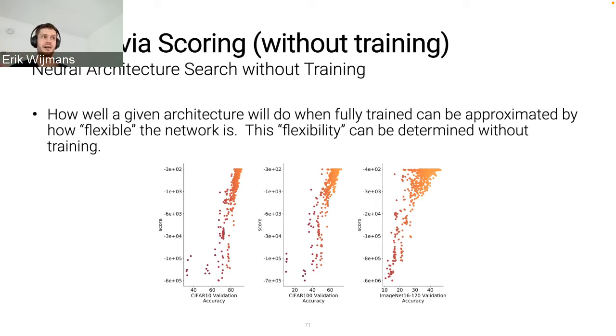And so this lets you evaluate hundreds and hundreds of different architectures very quickly, because all you have to do is compute this flexibility. You don't have to actually train the whole thing. And while that flexibility isn't super cheap to compute, it's certainly much faster to compute than training.